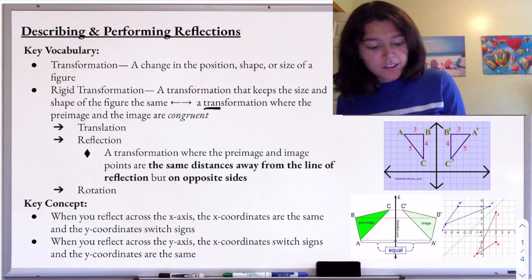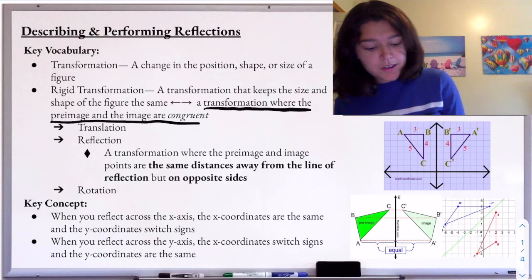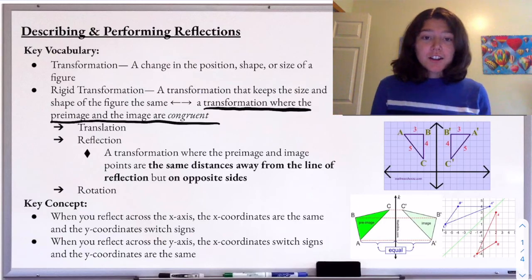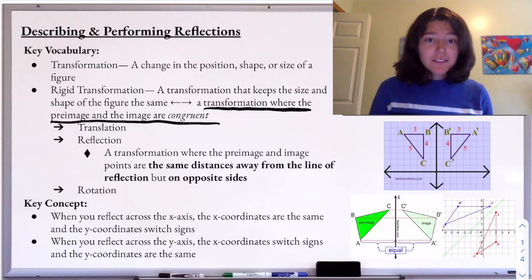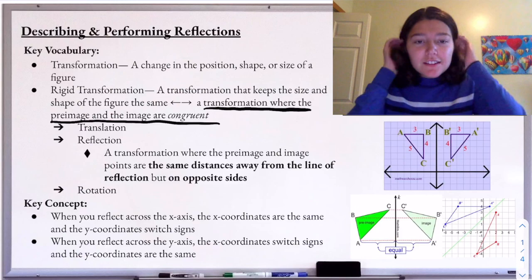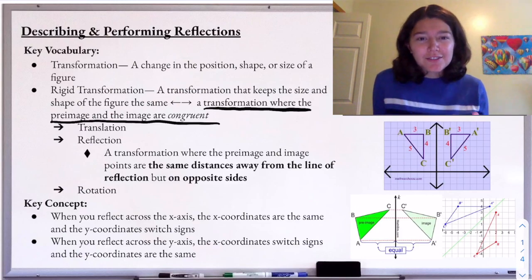Another way of saying this is transformations where the preimage and the image are congruent. Congruent means shapes with the same angles and the same sides. It's similar to the word equal, and it's really saying they're the same. They're the exact same thing. They've just been moved. The position has changed.